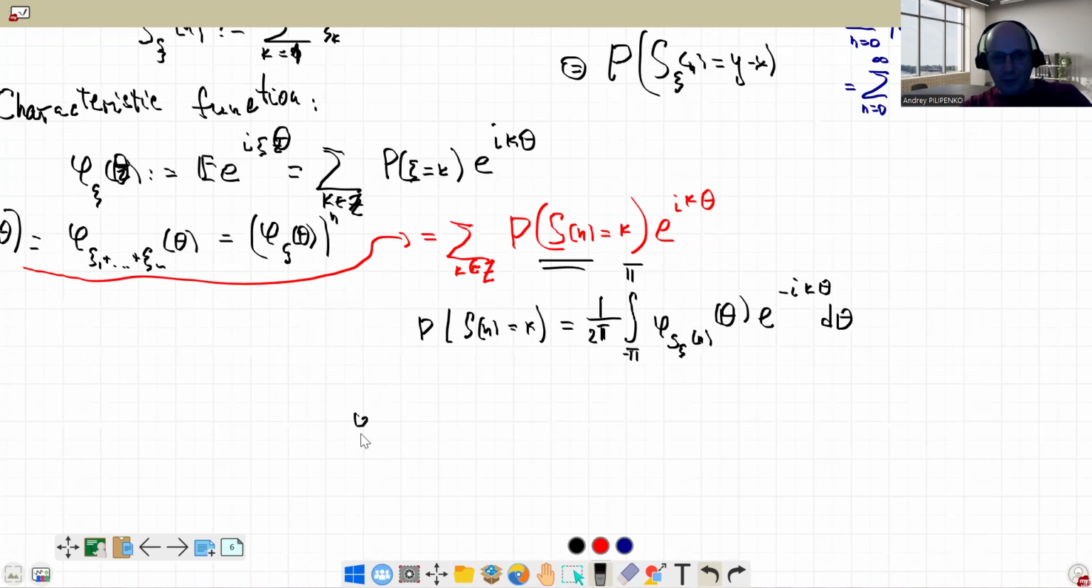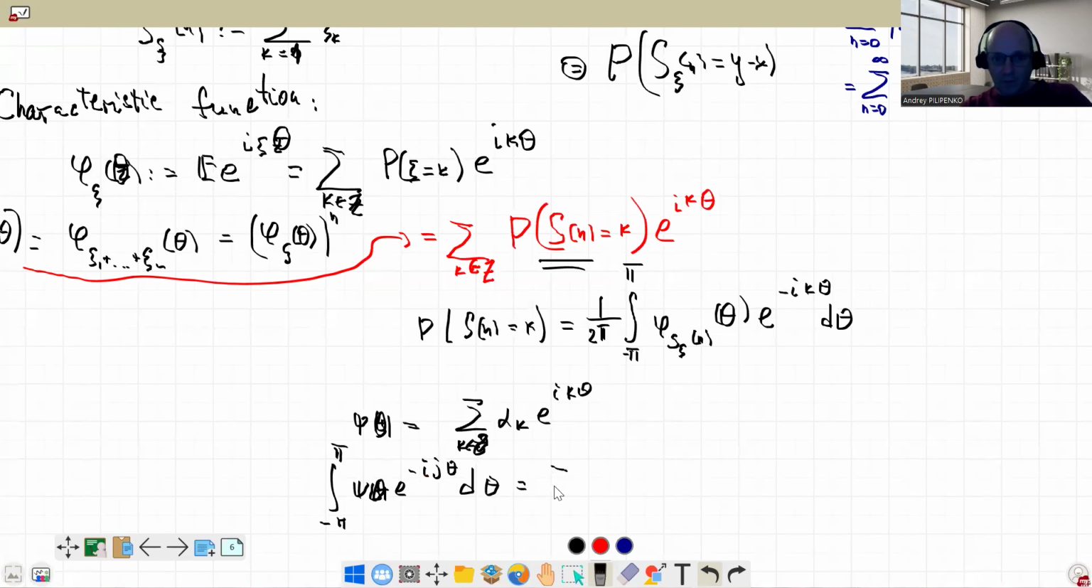So if you forget this formula, then just make some calculations. If you have a function psi of s, the sum of alpha k e to the power i k theta, and if you multiply psi by e to the minus i j theta and integrate from minus pi to pi, d theta, what will you see? Let me make formal calculations, and this is well known from mathematical analysis or from functional analysis. Alpha k and the integral from negative pi to pi of e to the power i (k minus j) theta d theta. And if k is not j, then this is 0.